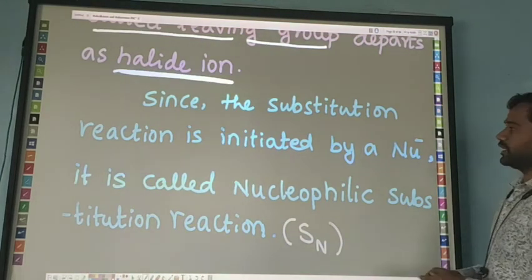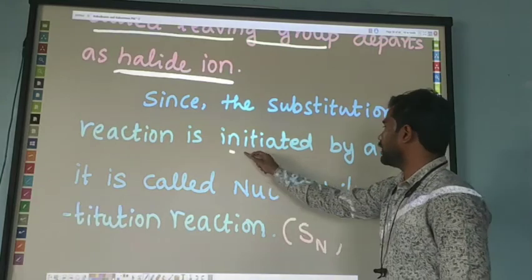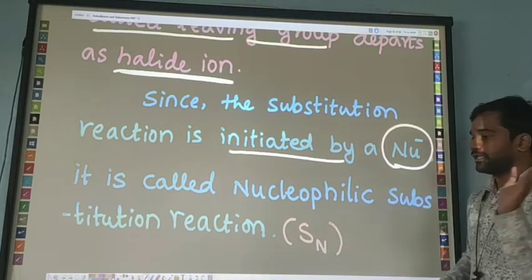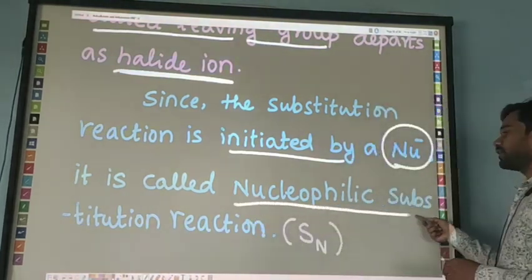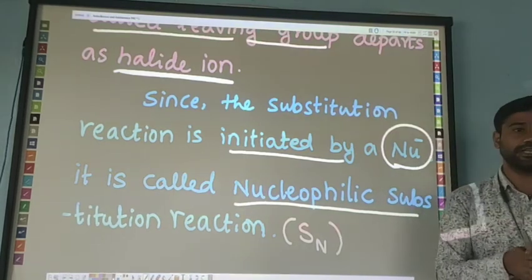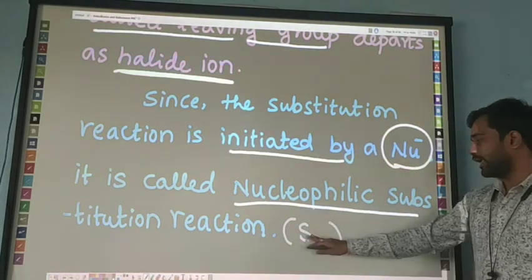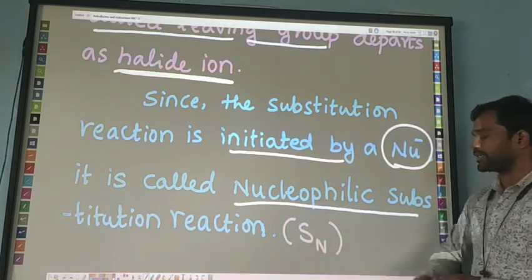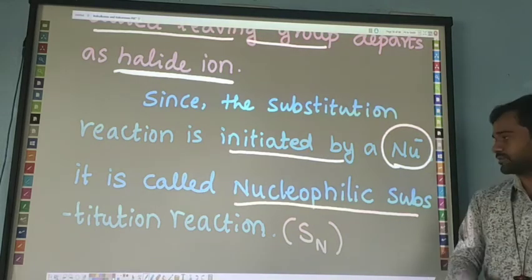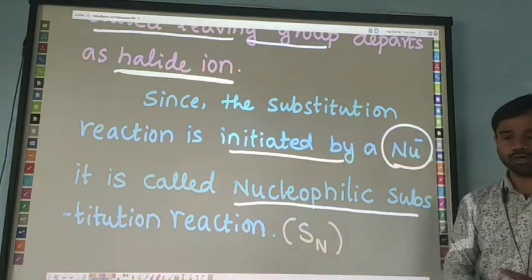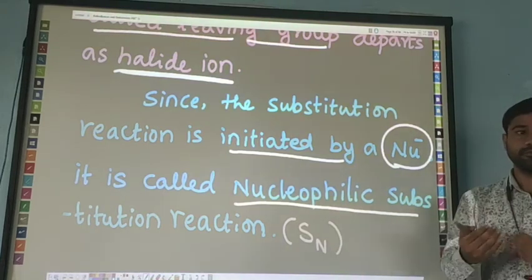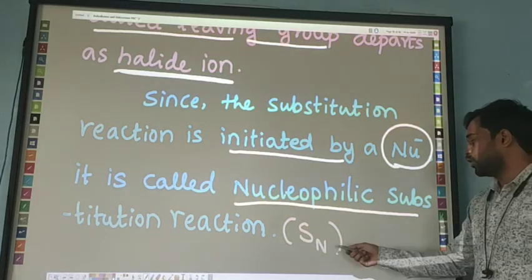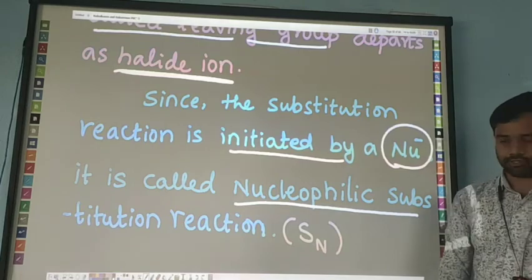Since the substitution reaction is initiated by the nucleophile, we call it a nucleophilic substitution reaction. Nucleophilic substitution reactions are denoted by SN. What do we mean by SN? S stands for substitution, N stands for nucleophilic. We read it as nucleophilic substitution or substitution nucleophilic. Here, the nucleophile reacts first, that's why we call it nucleophilic substitution reaction.